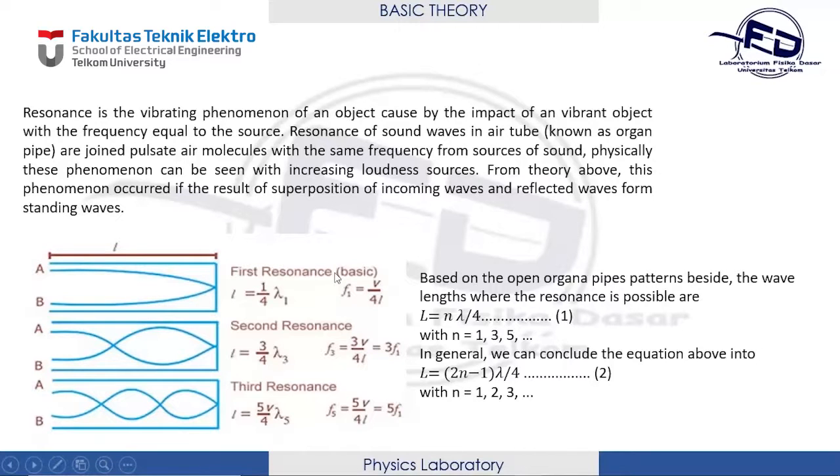First resonance happens when the wavelength equals 1/4. And if we want to find the frequency, we can use this formula. L = 1/4 λ. L is the length of organopipe and the lambda is wavelength.